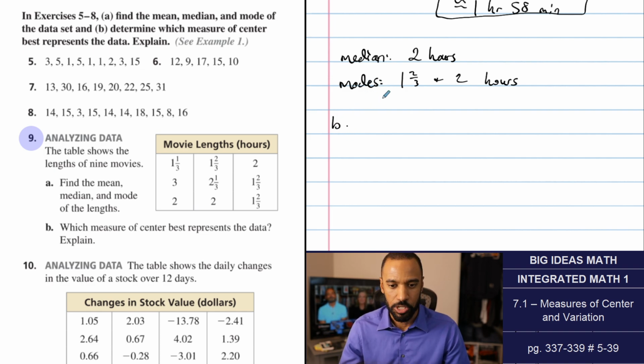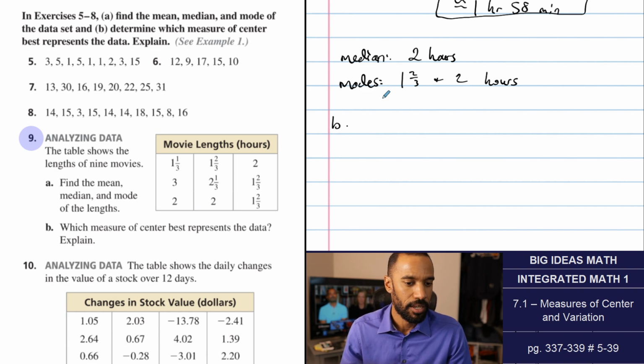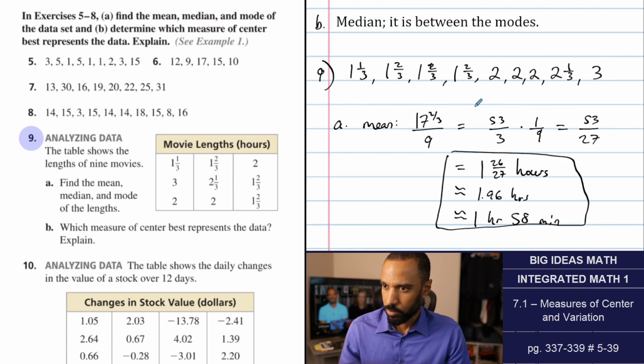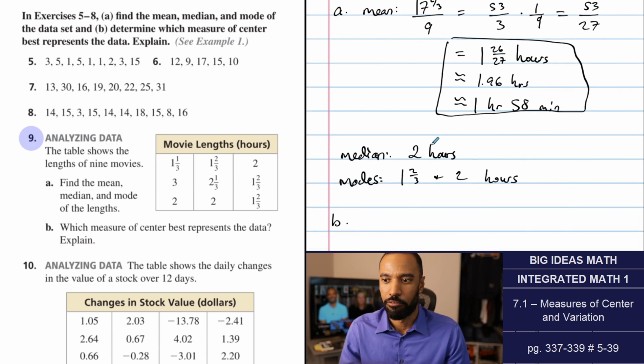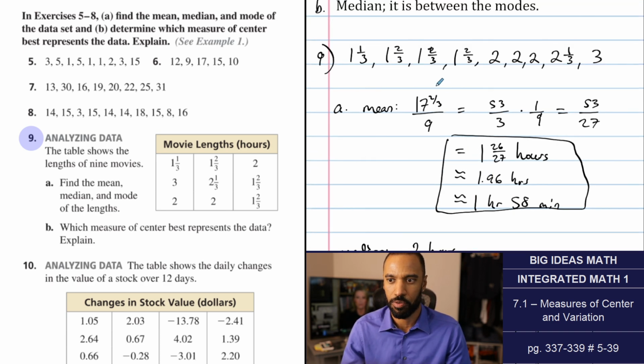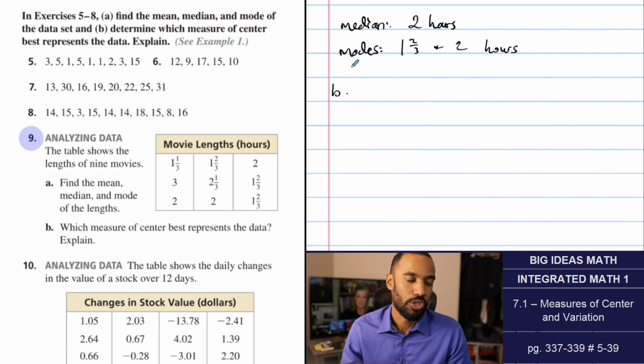Which measure of center best represents the data for number 9? Mean and median are virtually the same once again, but they are asking for one versus the other. What's 1.96 versus 2? This seems to have a pretty even spread of the data, though. So I like the median for that. I know there's not really an outlier per se. I like to do median more than you'd think, especially when it's a little easier to calculate or figure out. But I like the median there.